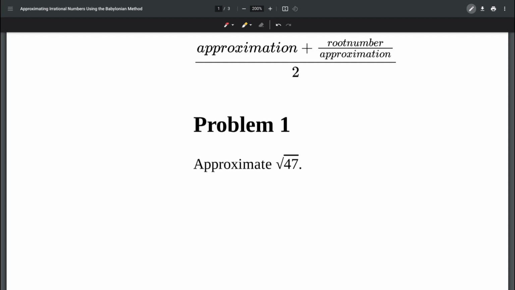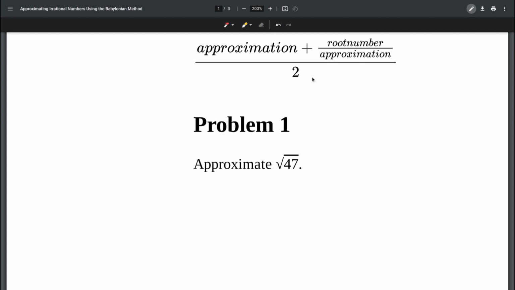In this video, we're going to approximate irrational numbers, specifically square roots, using the Babylonian method. And that method is you basically come up with an initial approximation. I'm going to show you how to make that. And then you add it to the number under the square root, divided by the approximation. You divide all of that by 2.